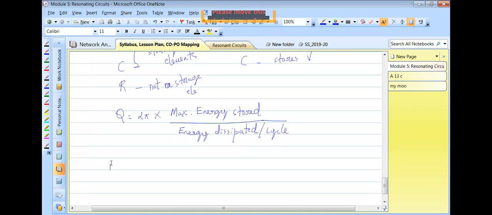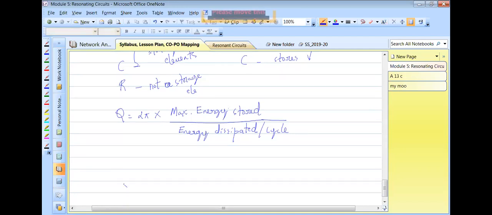I was telling you on the first day that if a circuit has to resonate, then there should be R, L and C, or just RL or just RC. Even the circuit with RL can be resonating, the circuit with RC can be resonating, and the circuit with RLC can also be resonating. Understand? So there is no problem if just one storage element is there. That means either L or C, if it is there, is sufficient for the circuit to resonate. Understand?